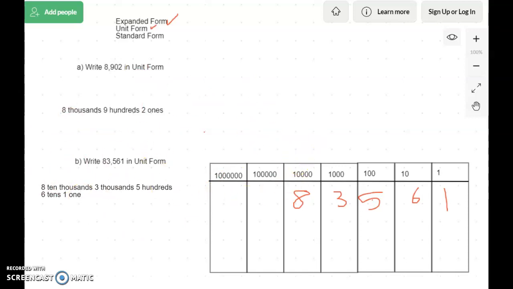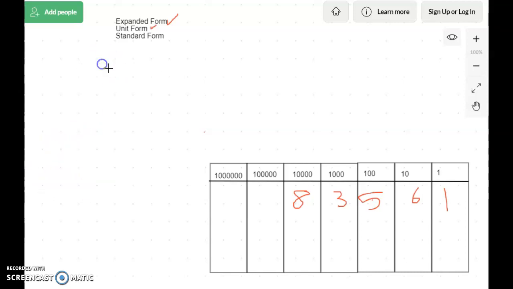I'm going to give you one problem to work on your own. Let's just write it right up here at the top. I'll get rid of my numbers in my place value chart. And here it is. Let's write 783,209 in unit form. Go ahead and work on that now.